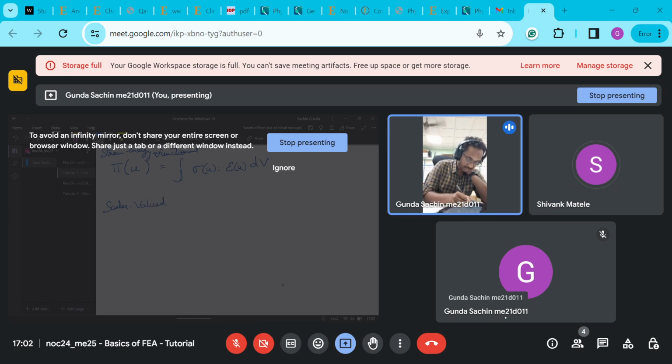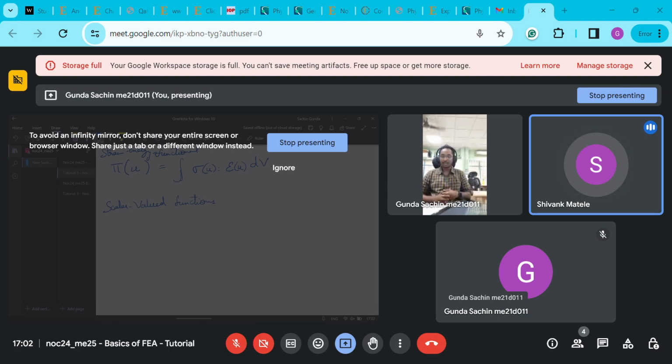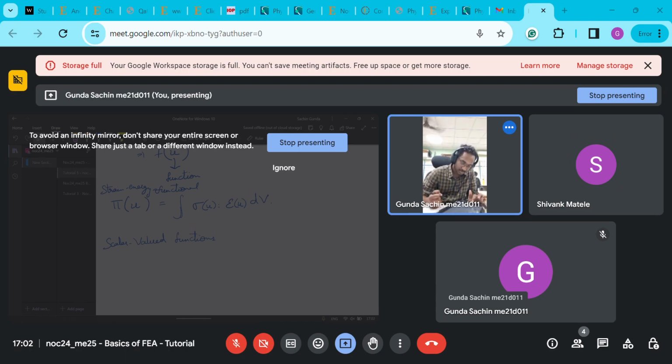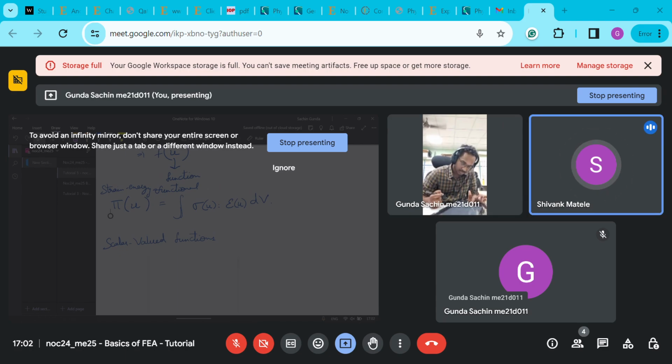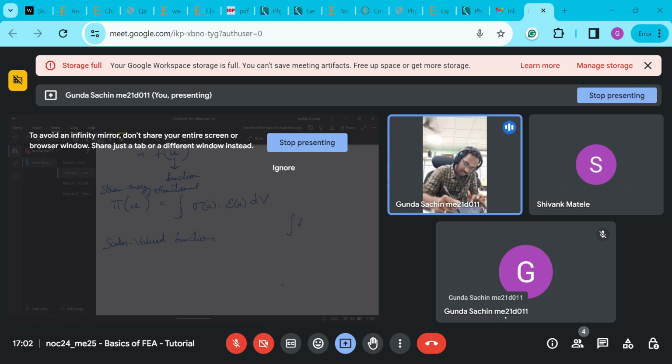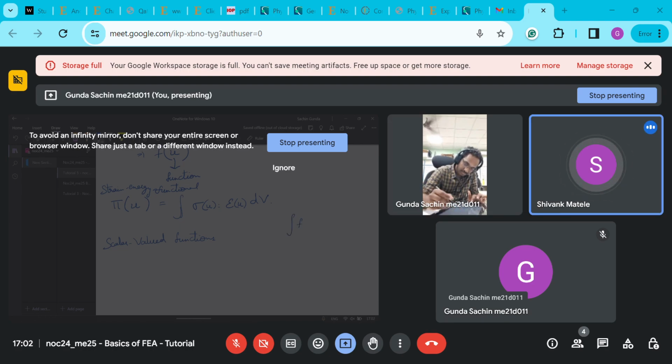So one thing is, yeah, just like if you write it, I'll write one after the other. Yeah. Like if I write like integration of some function f, like f dx or something.